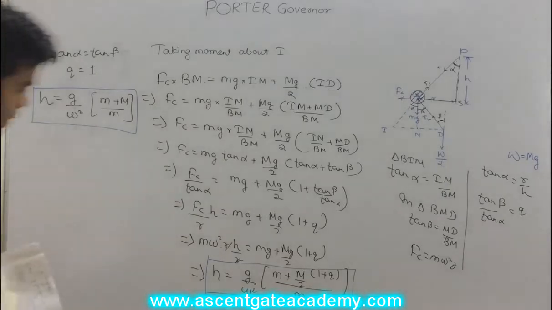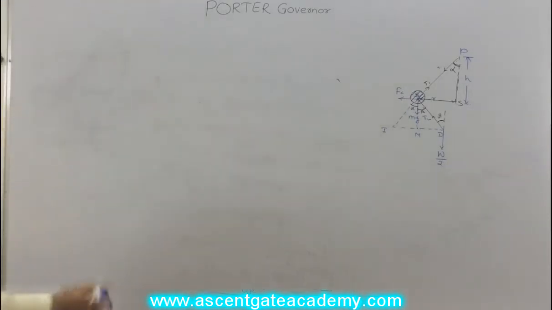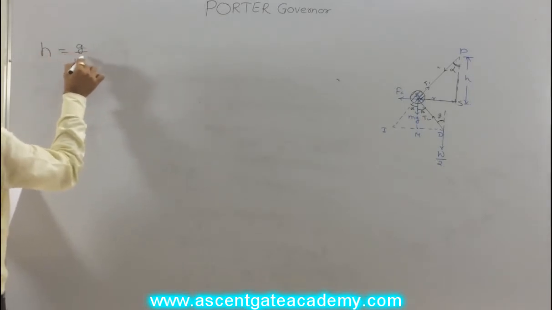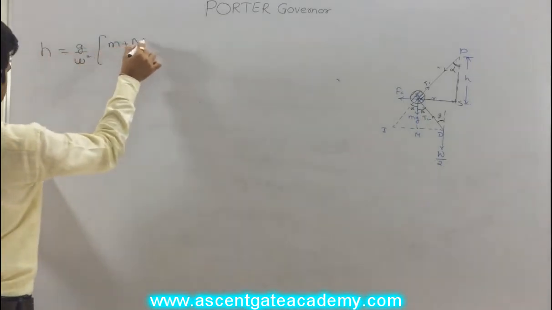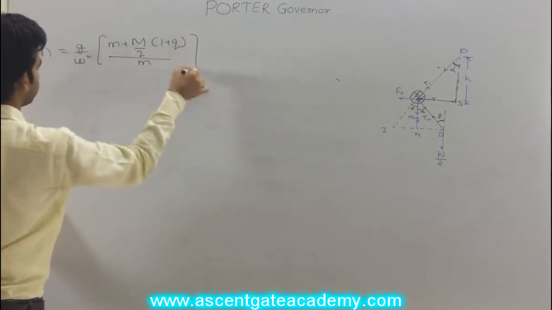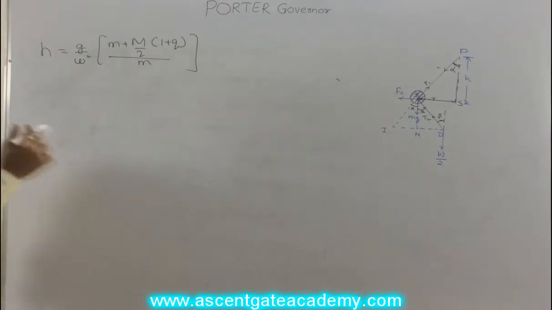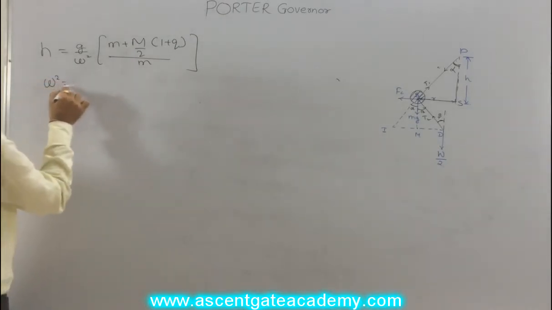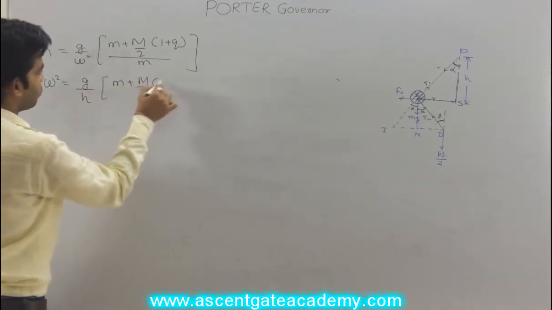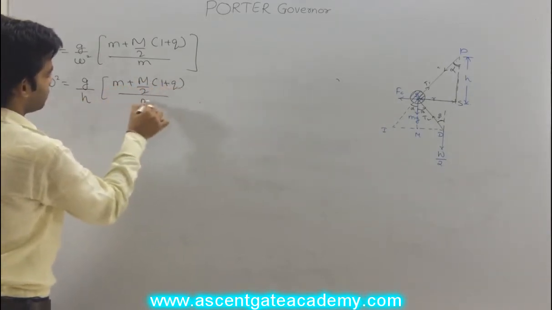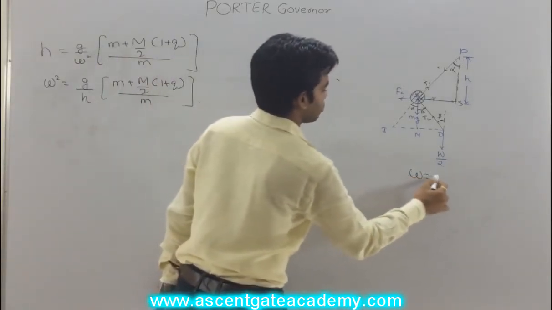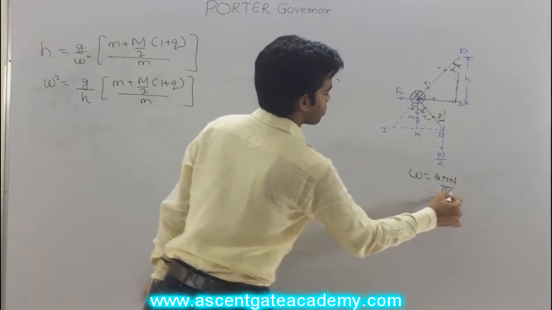Now moving further, so what we got was h is equal to g by omega square into (small m plus capital M by 2) into (1 plus q upon small m). This was the expression. Okay. Now from here this omega square will be equal to g by h into (m plus M by 2) into (1 plus q by m). Okay, and this omega can be further written as what? Omega is equal to what? 2 pi n by 60. So just put the value.